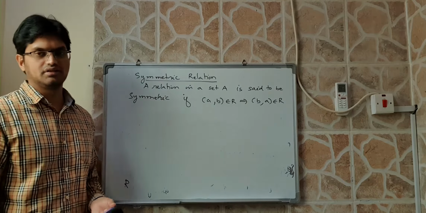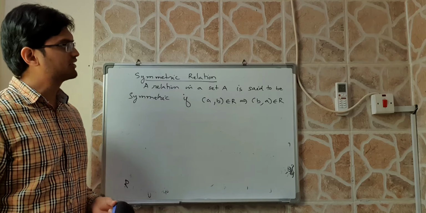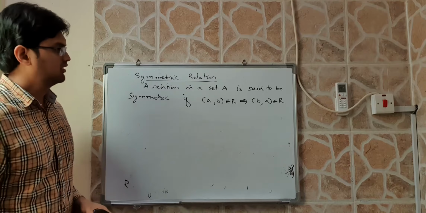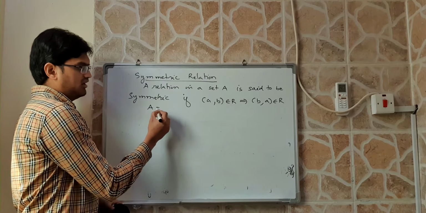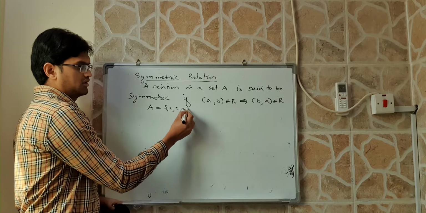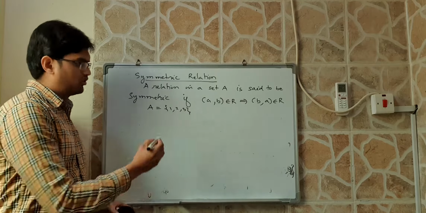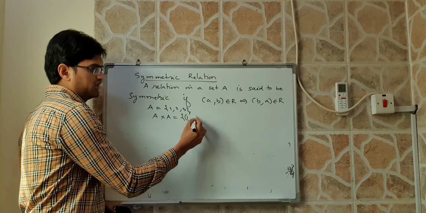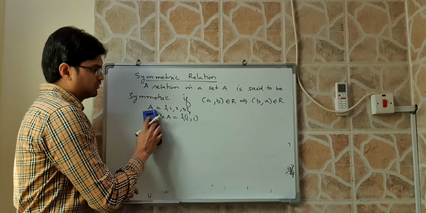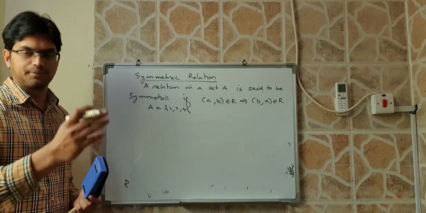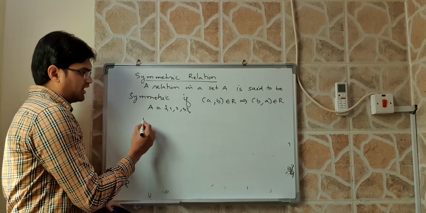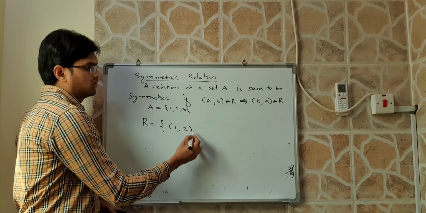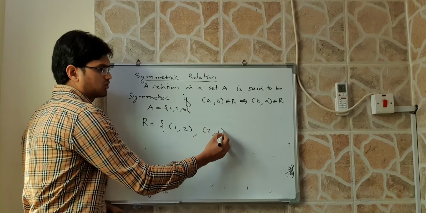This is the definition. Again, what you have understood, let us learn through the example. Again, I am considering the same set A, 1, 2, 3. You have to perform, obviously, A cross A. Anyhow, you know that A cross A we have already done. Now let us take R as a relation, which I am taking as 1 comma 2 and 2 comma 1.